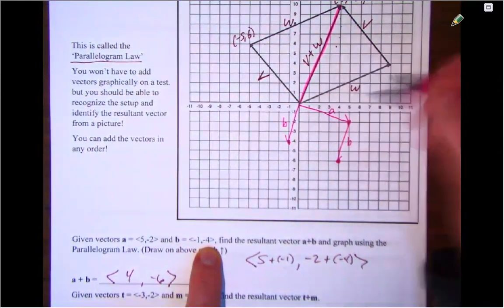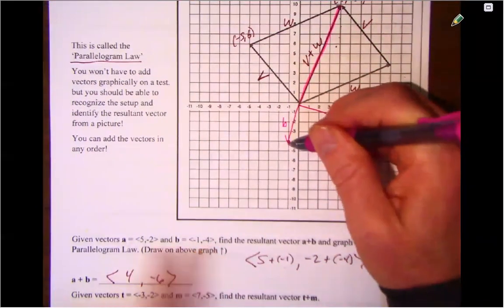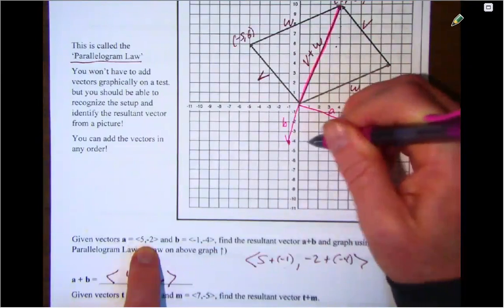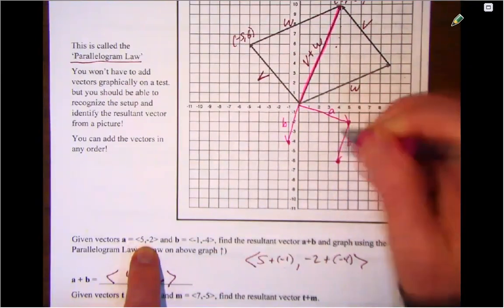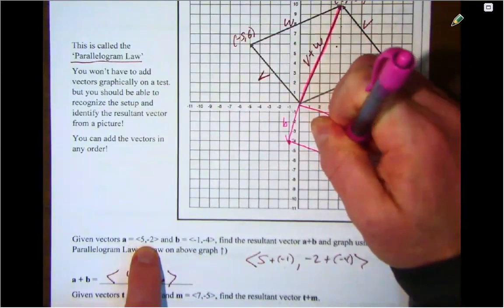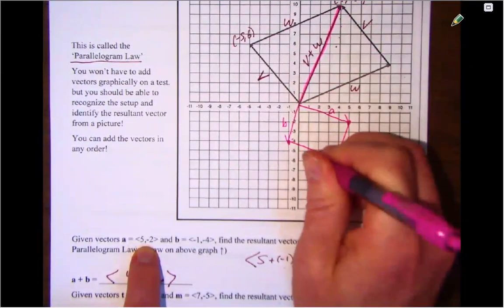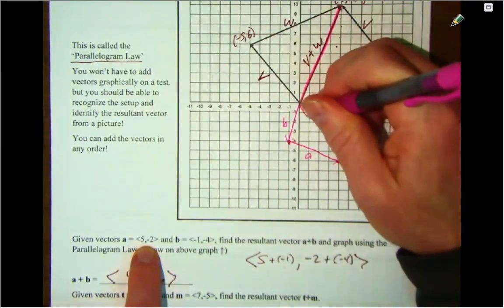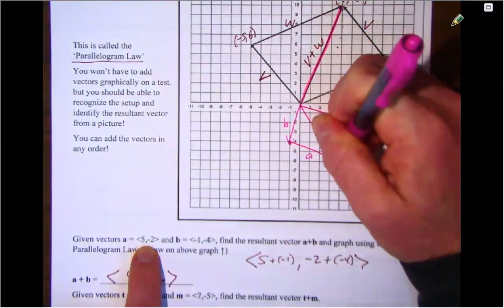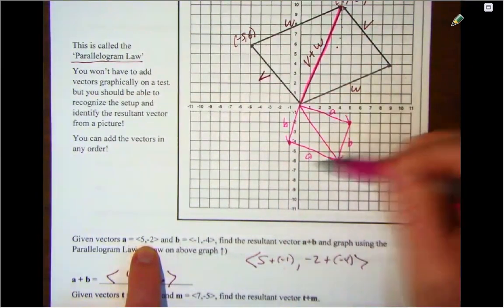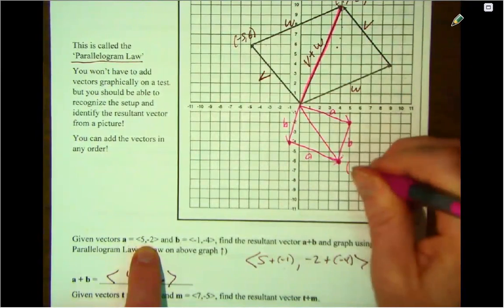Or I do the opposite thing. I go to the end of B and I do what A did. So I go right 5, 1, 2, 3, 4, 5, and down 2. And notice I get to the same place because math. So the resultant vector would be, again, that diagonal from the origin going down. And notice that point right there is, in fact, <4, -6>, which is what we just found.